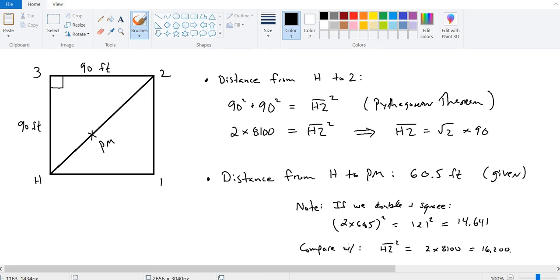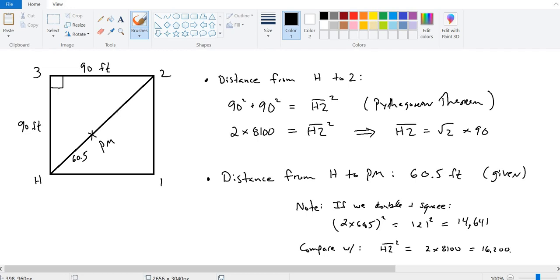So let's compare. Doubling 60.5 is 121, and squaring that, we get 14,641. If we compare that with the diagonal squared, that's 16,200. So double the distance from home plate to the pitcher's mound is less than the full diagonal, and so that 60.5 feet is less than half of the distance from home to second.